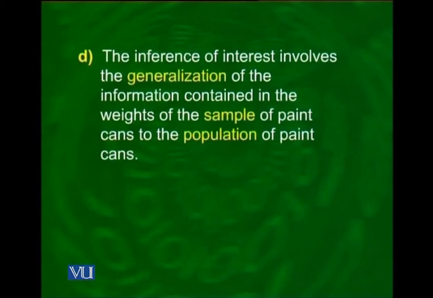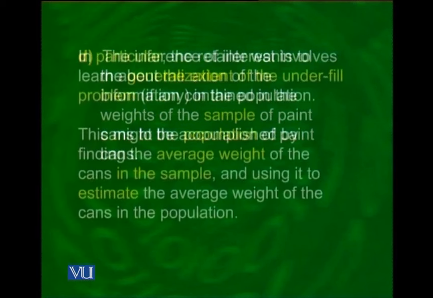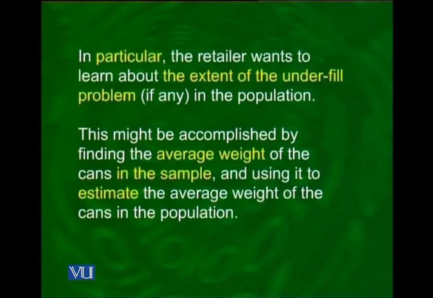As far as the inference is concerned, students, it involves the generalization of the information contained in the sample of the paint cans to the population of the paint cans. In particular, the retailer wants to learn about the extent of the underfill problem in the population. And this could be accomplished by finding the average weight of the cans in the sample and to use it to estimate the average weight of the cans in the population.